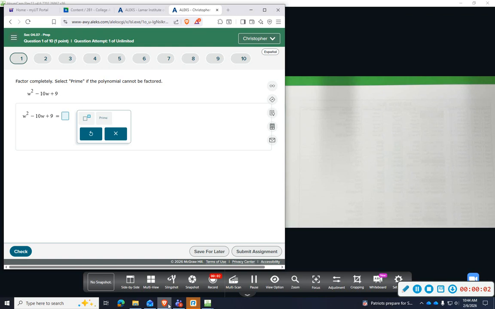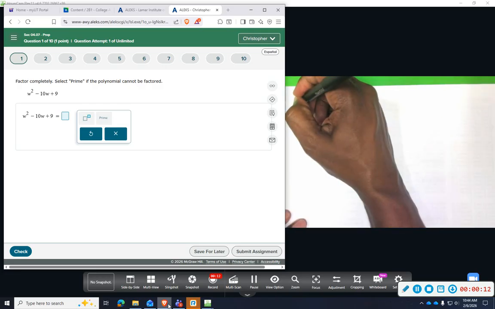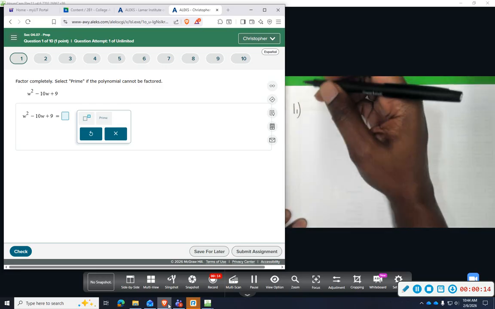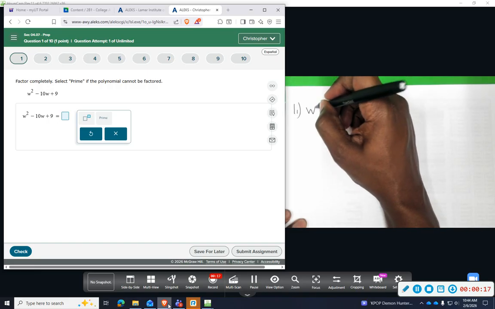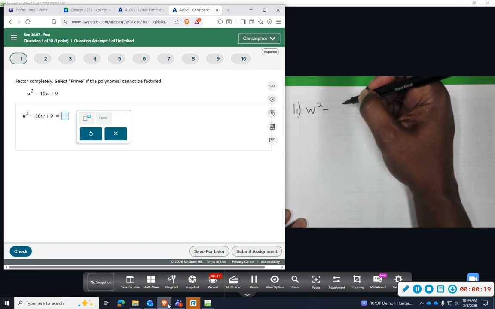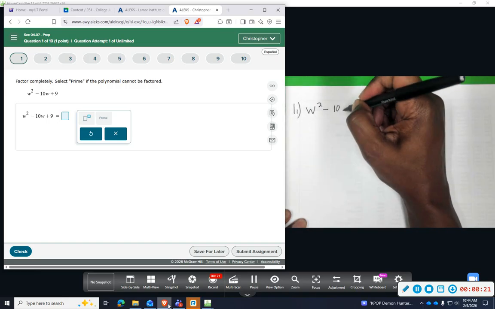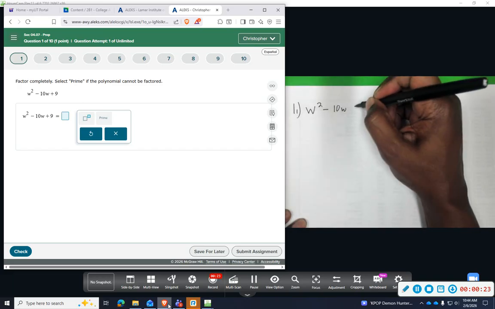Alright, today we're going to be looking at section 4.7, prepping for quadratic equations. We want to factor this problem completely. So we have the trinomial w squared minus 10w plus 9.